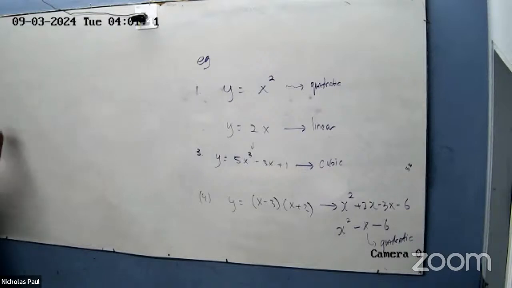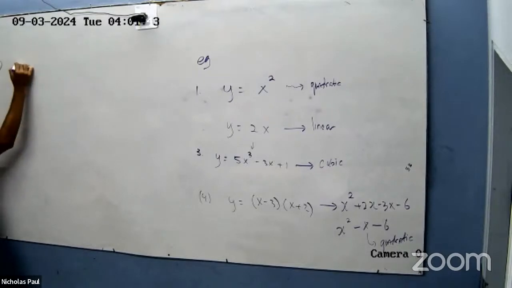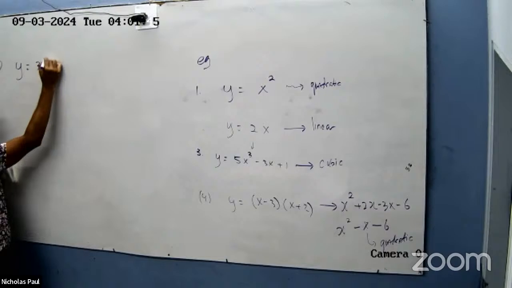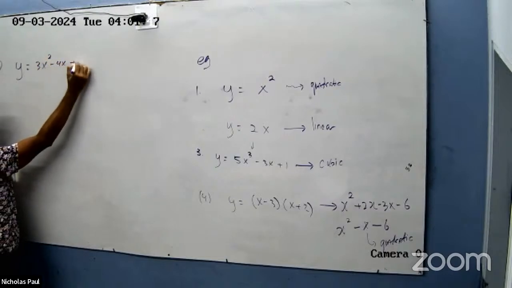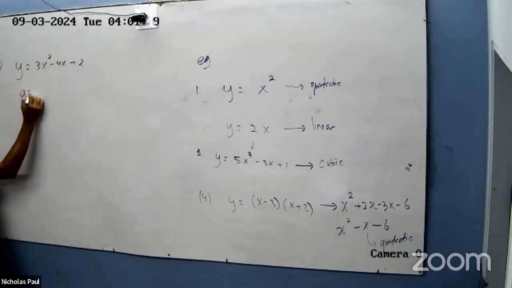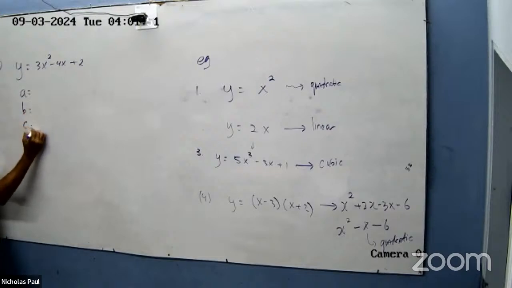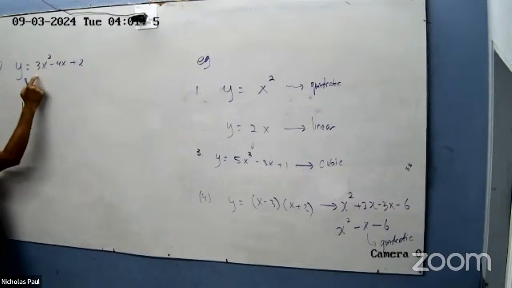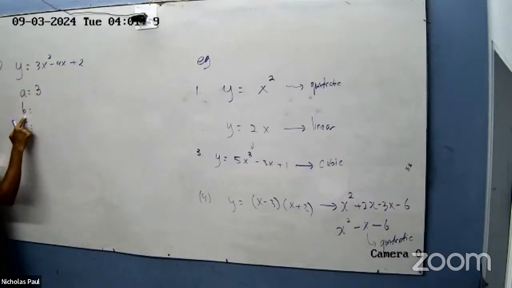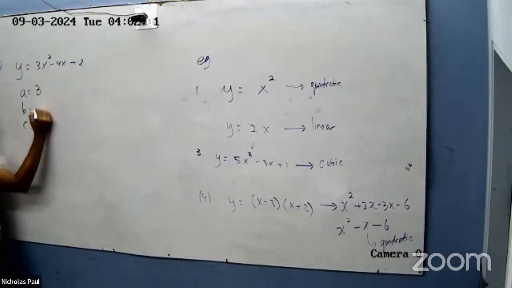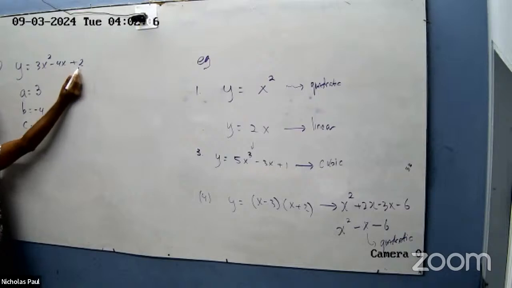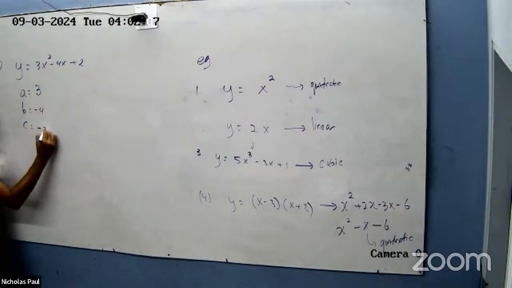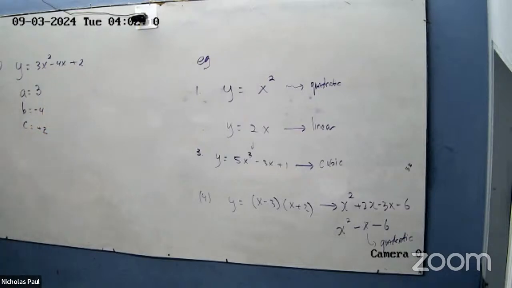So let's take a small example here again. If I give you y is equal to 3x squared minus 4x plus 2, what is A, what is B, and what is C? A is what? Positive 3, right? Value and the sign, positive 3. B is how much? Value and the sign, negative 4. And the constant is value and the sign, right? Positive 2. Okay with that?